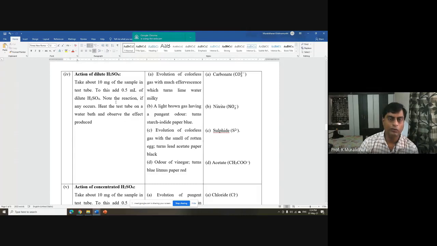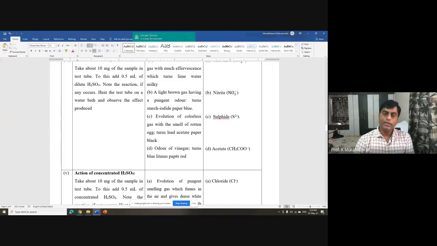So if you see evolution of colorless gas with much effervescence, it is carbonate. This is a very common salt given to you, even in school days if you happened to do some experiment. Light brown color indicates nitrite. Evolution of gas with the smell of rottenness, you know that very pungent rotten smell, that will be sulfide smell, okay? So H2S also will have the same smell, right? And a vinegar-like smell indicates acetate.